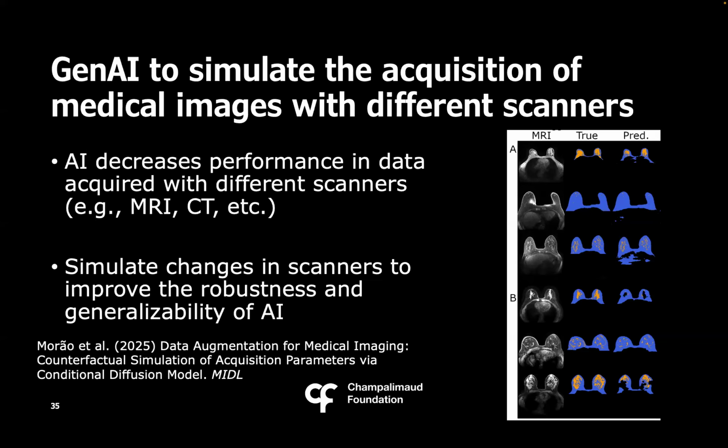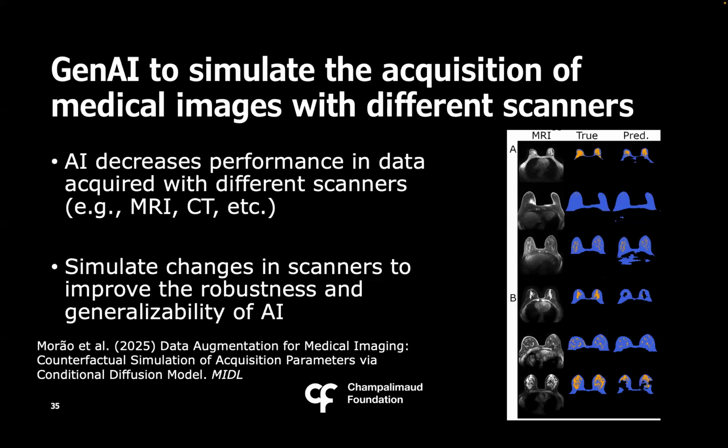And this sparked an idea of using conditional denoising diffusion models to create augmentations of this data. These patients might be acquired in a GE scanner, and if I use them to train a model, most likely the model will not perform well on a Philips scanner. So one of the things that we wanted is, can we use denoising diffusion models to counterfactually simulate the acquisition with new parameters?